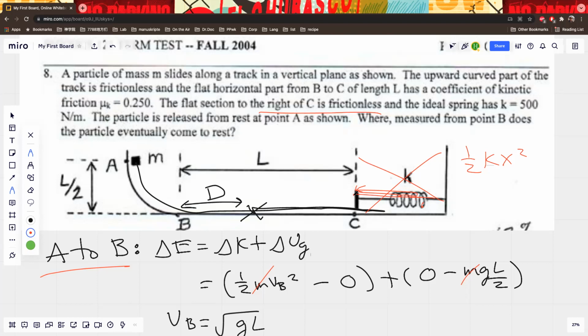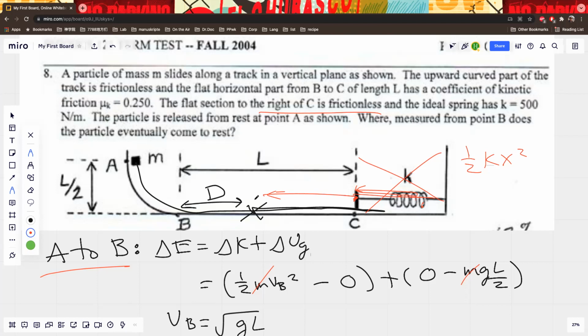So it landed at C, it had kinetic energy, it lost some of that kinetic energy, converted it into spring energy, then that spring energy got converted back to kinetic energy. And so now we have half m VC squared kinetic energy over here. And we're going to lose some of it due to work by friction. We're going to lose that kinetic energy until it completely stops. And we want to know where it stops.